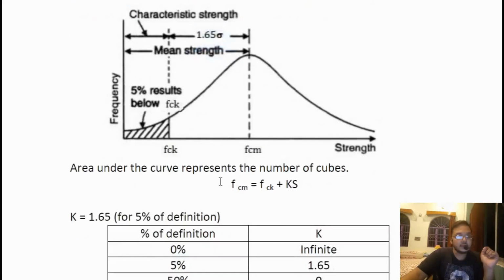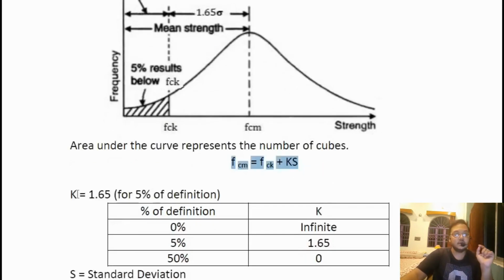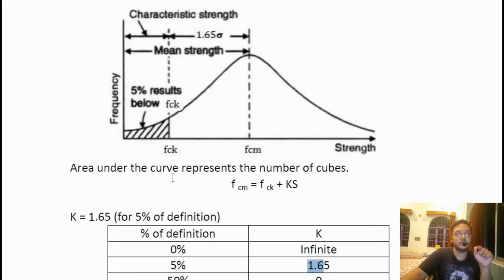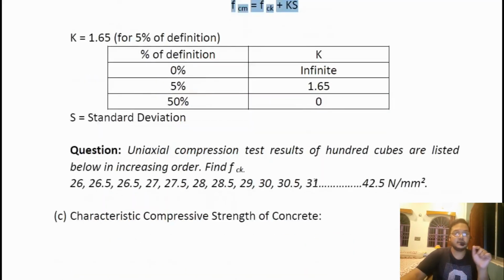So the area under this curve will be represented by this formula, that is FCM is equal to FCK plus K S, where K is equal to 1.65 for 5% definition, and for different percent definitions we have different values of K. That is infinite for 0%, for 5% we have 1.65, and for 50% we have 0. So for 5% we use 1.65, and FCM is equal to FCK plus 1.65 S, where S is the standard deviation.